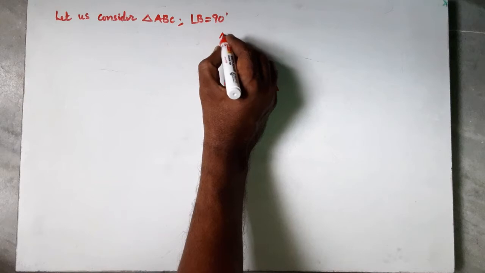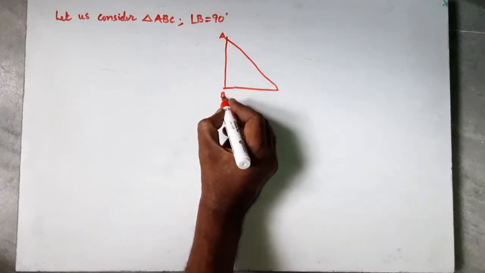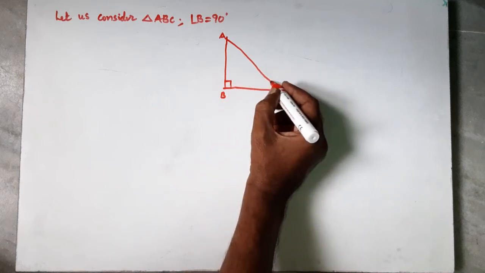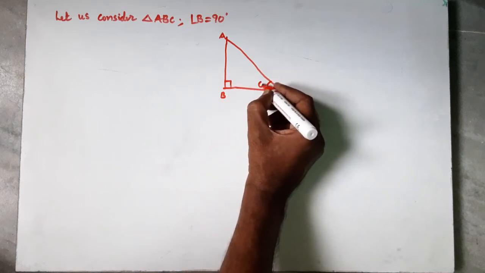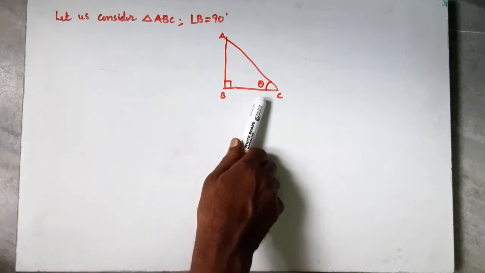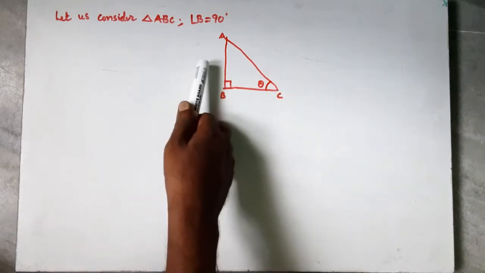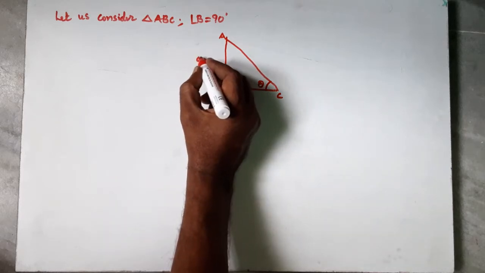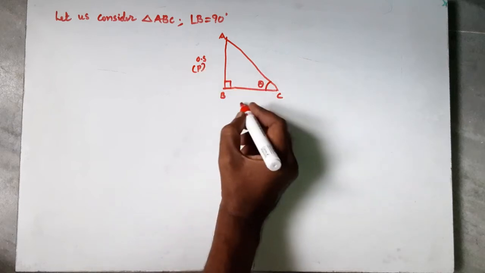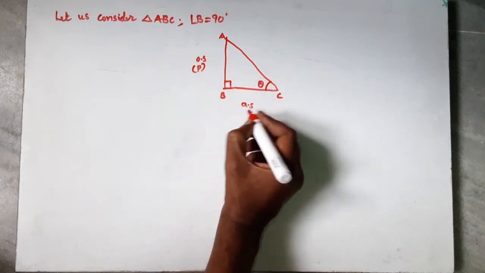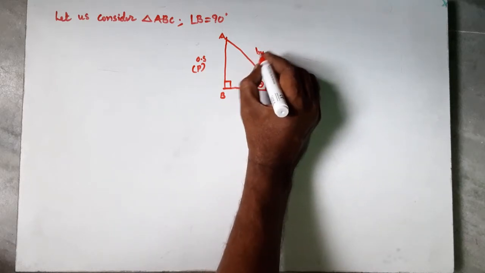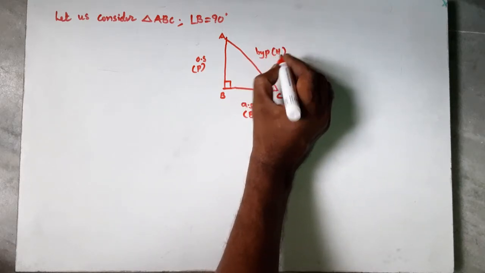So here A, B, C. This is a right angle triangle. Now I am considering this as theta. Using this theta, let us see what is the opposite side, meaning perpendicular. This is the adjacent side, it is called base, and the hypotenuse is H. This will be constant.